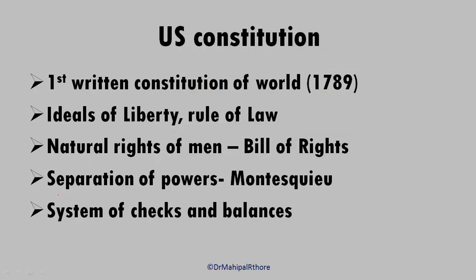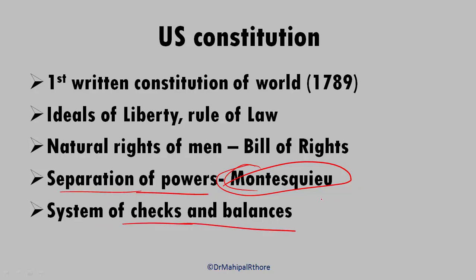Then it tells about the separation of powers. Actually, it was given by Montesquieu. He was also a philosopher of the Age of Enlightenment. It says that the different branches of a government, like executive, judiciary and legislature, should be separate from each other. Their powers should not overlap, and they should be completely independent of each other. Finally, there should be a system of checks and balances between these branches. This was also first time given in the US Constitution.